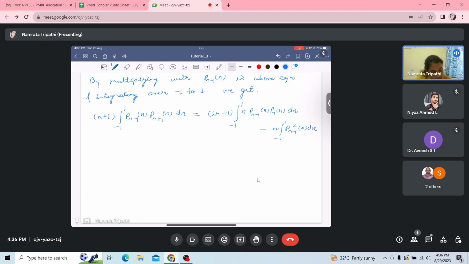Now we can use the orthogonality condition. Because here, if we consider m and this is n, both are not equal, so this term will become 0, and we can write the remaining terms.